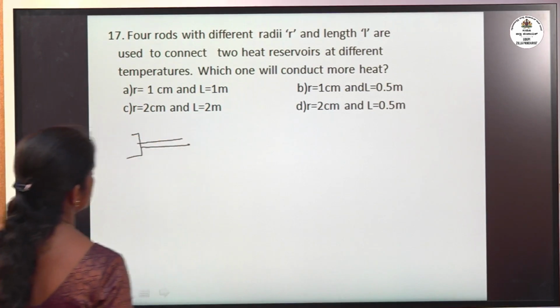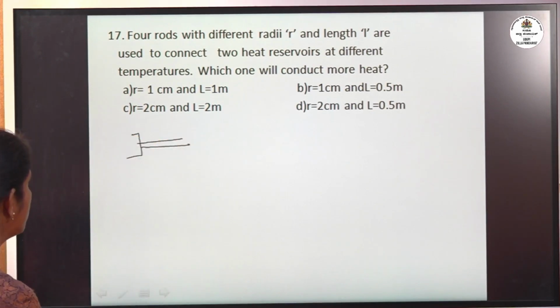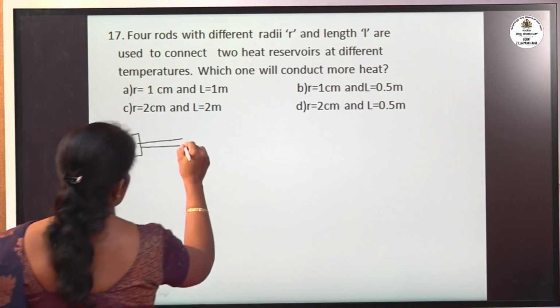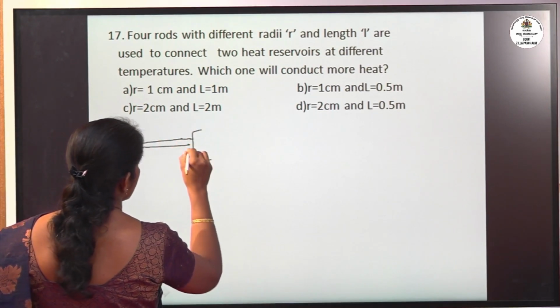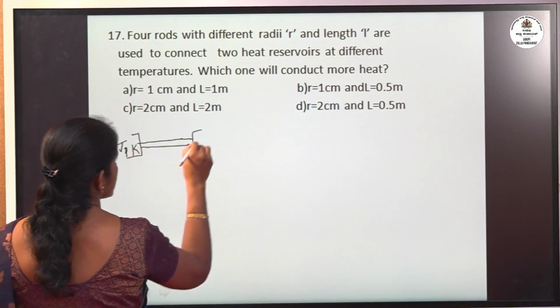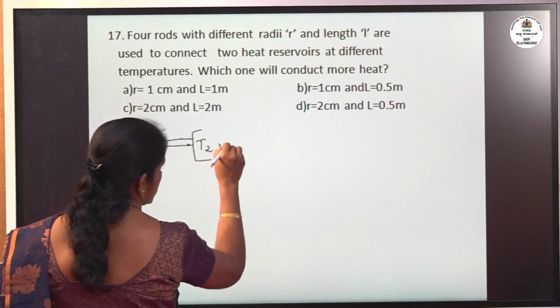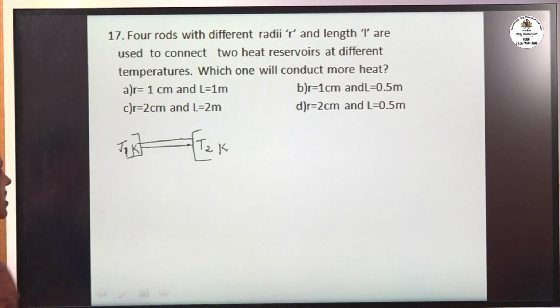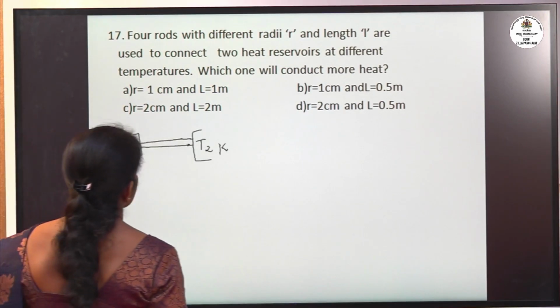This question is based on thermal conductivity. To study this question, consider a rod connected between two reservoirs which are at two different temperatures. T1 is the hot reservoir and T2 is the cold reservoir. Let us consider this.